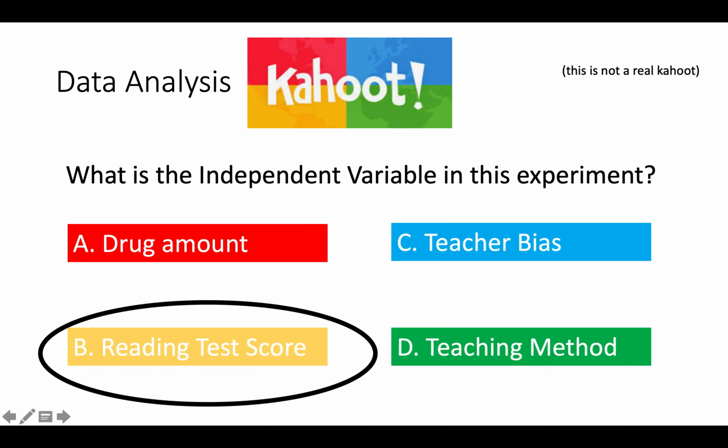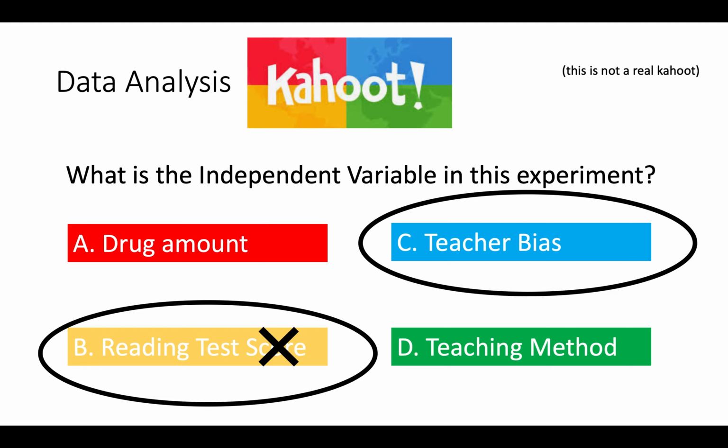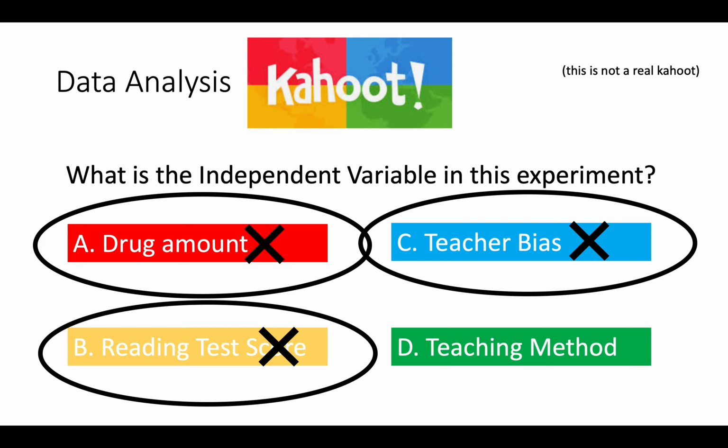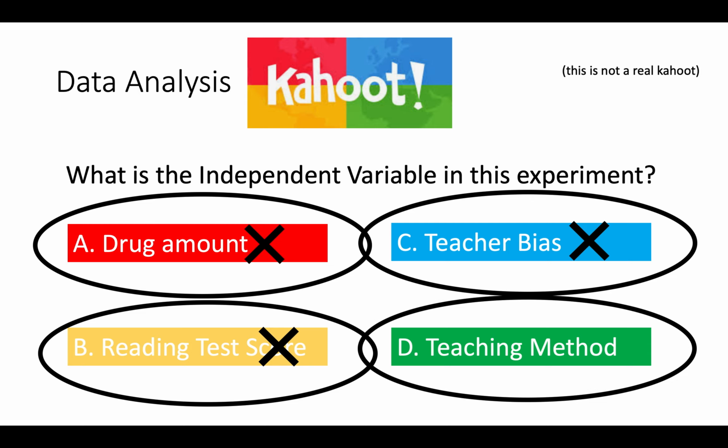Well, if you said reading test score, you'd be wrong. If you said teacher bias, you'd be wrong. If you said drug amount, wrong. No, the correct answer is teaching method. He is interested in the effectiveness of a teaching method. So the independent variable in this experiment is the teaching method. Okay?